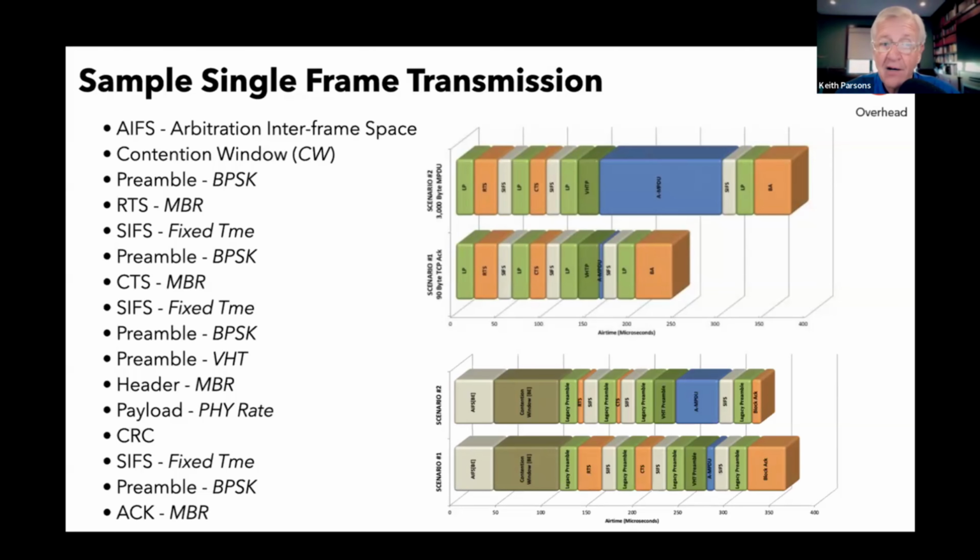So I'm going to send my data frame. I will send out a preamble in BPSK. I will send out a preamble in VHT if we're in AC or above. I will send out a header, and that's sent in the minimum basic rate. And then my payload is going to go at the PHY rate that we negotiated in that MCS cycle. Then there's a little CRC that I'm going to throw at the end, a frame check sequence. Then there's a SIFS time, another specific time, and then there's a preamble, and finally the ACK is sent.